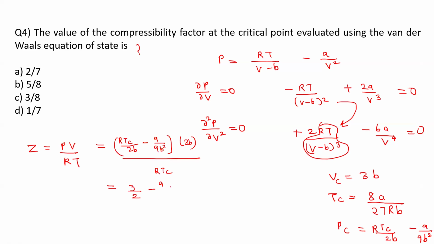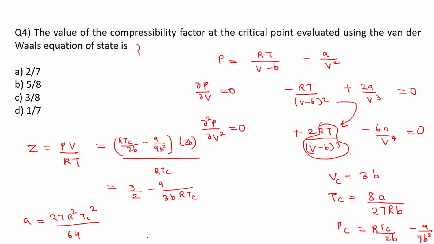Minus. Okay. This is A by 3B RTC. And here is where you have to insert that A is equal to 27 R square TC square by 64 PC, and B is equal to RTC by 8 PC.